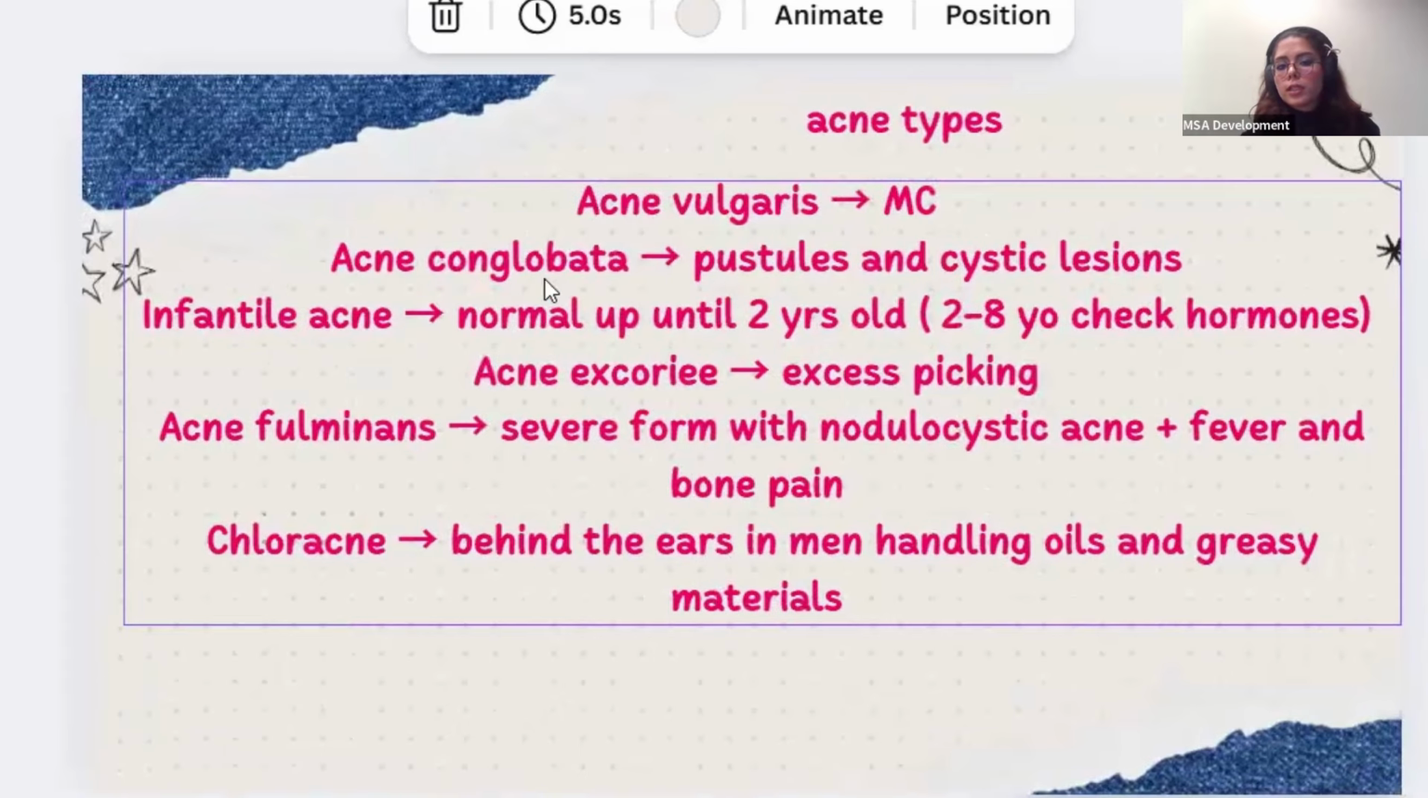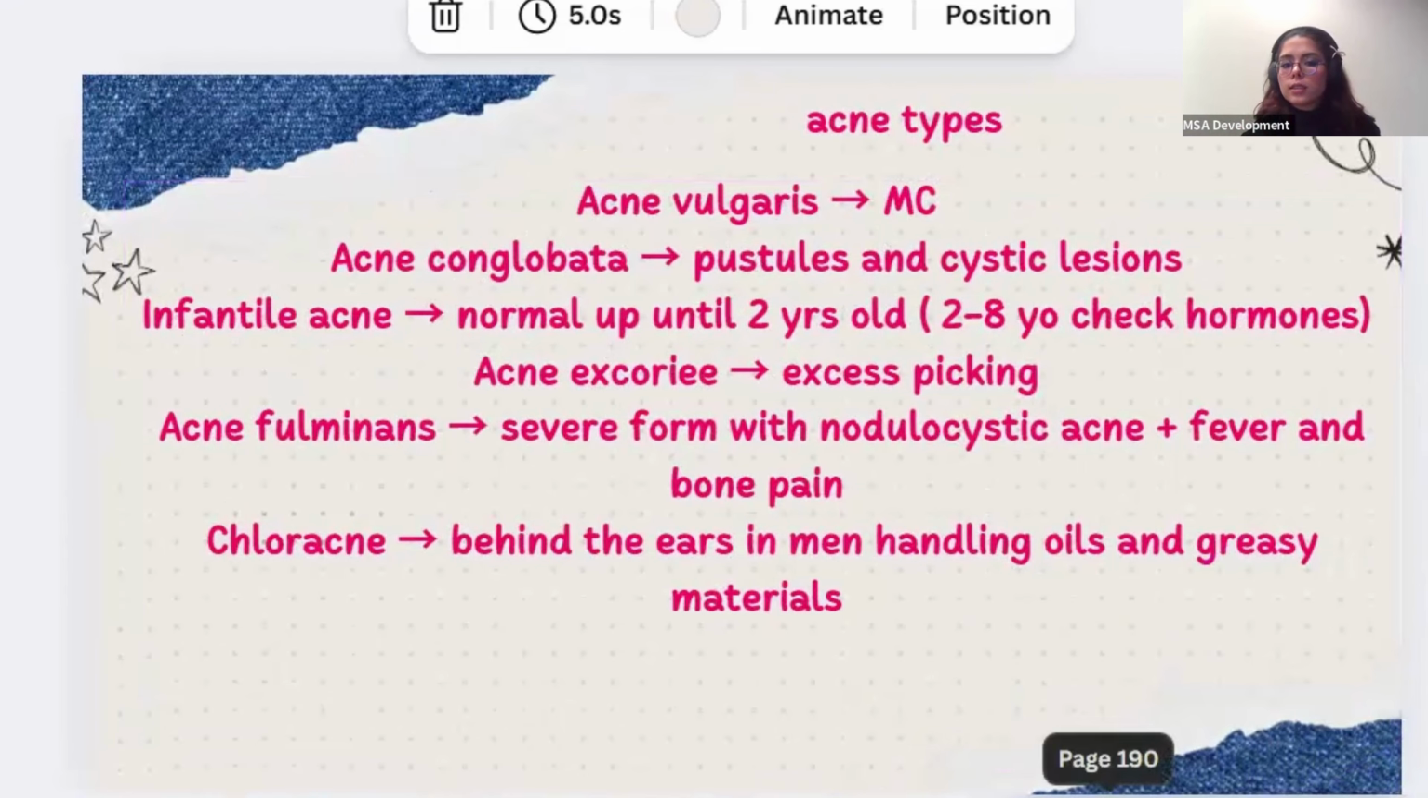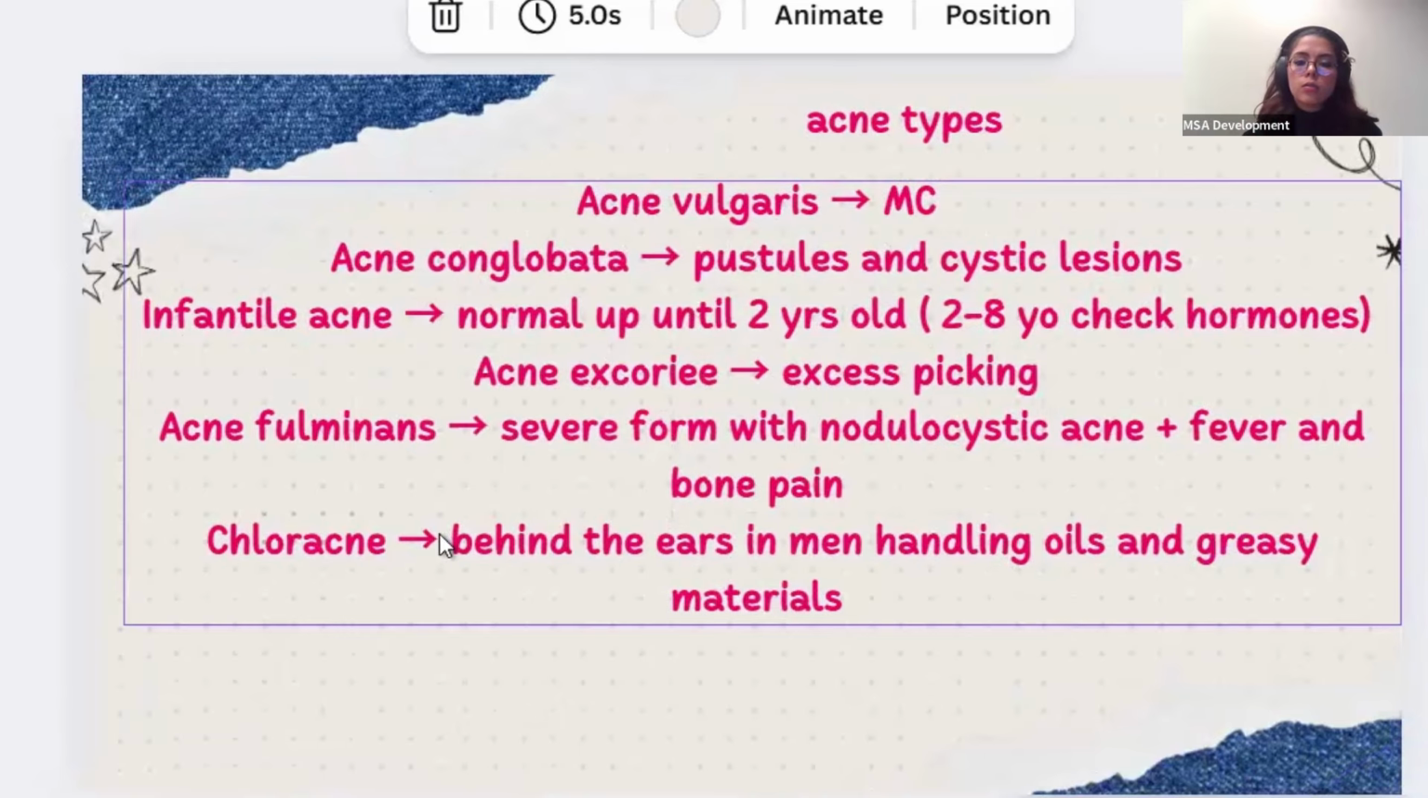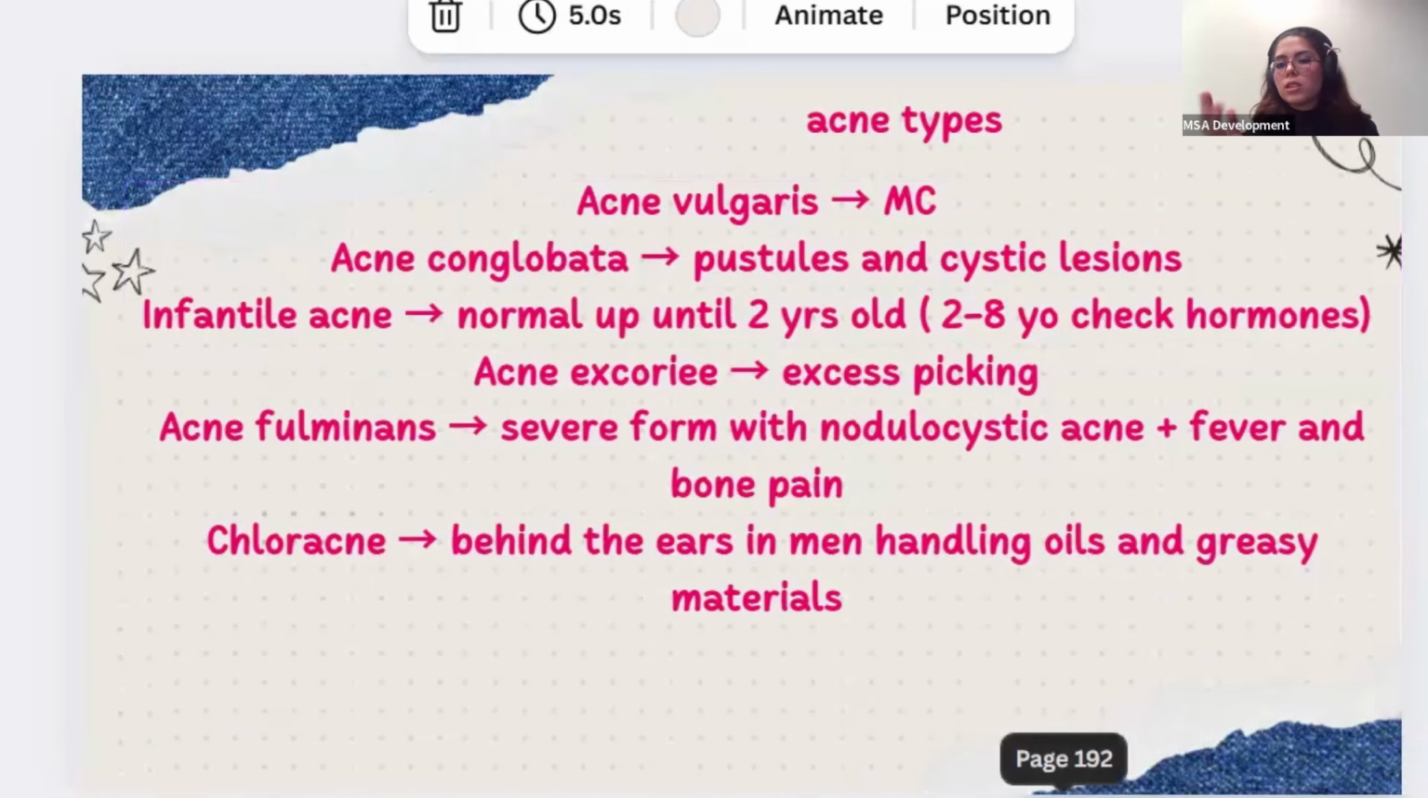These are the different types of acne. You have acne vulgaris, which is the most common, acne conglobata with pustules and cystic lesions. Infantile acne is normal up until 2 years old. Acne excoriée, from excess picking. Acne fulminans, a severe form with nodulocystic acne plus fever and bone pain. Chloracne, behind the ears, from oils and greasy materials. I don't know, it's just there. Types.